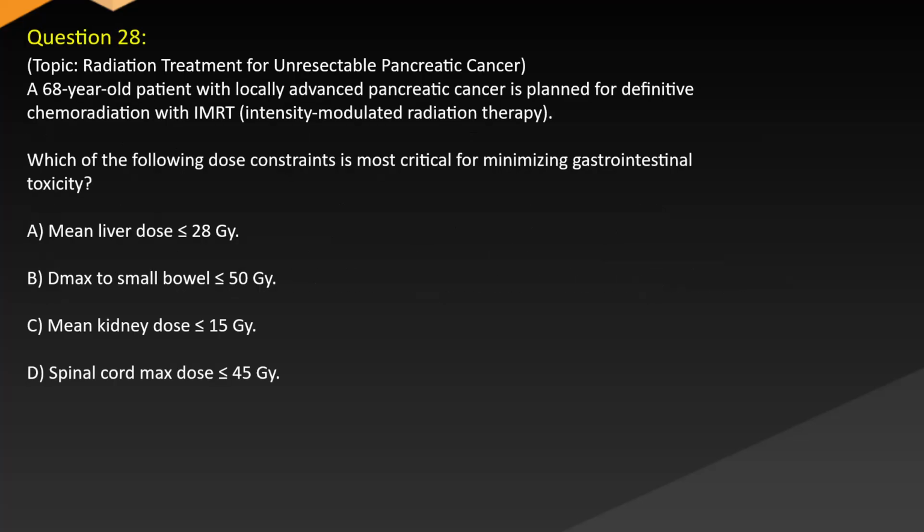Question 28. Topic: radiation treatment for unresectable pancreatic cancer. A 68-year-old patient with locally advanced pancreatic cancer is planned for definitive chemoradiation with IMRT, intensity modulated radiation therapy. Which of the following dose constraints is most critical for minimizing gastrointestinal toxicity? A. Mean liver dose equals 28 Gy. B. Dmax to small bowel equals 50 Gy. C. Mean kidneys equals 15 Gy. D. Spinal cord max equals 45 Gy.